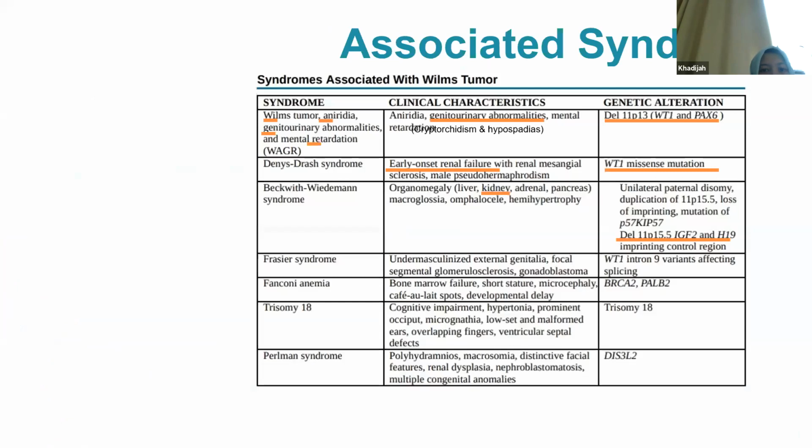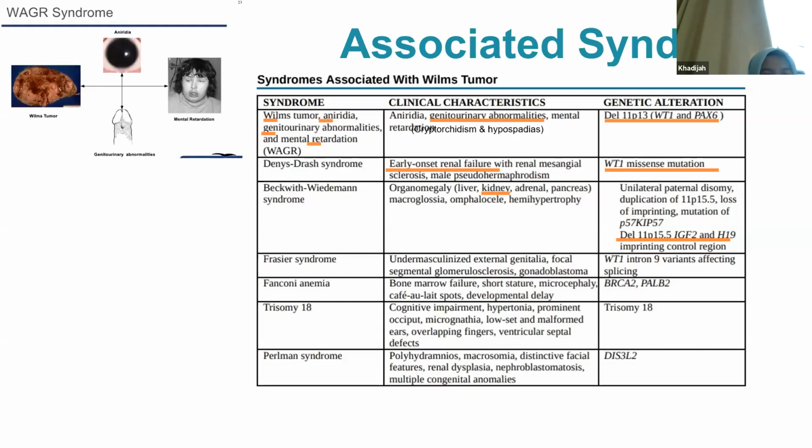Okay, for associated syndromes, as I already mentioned just now, with some mutations like the WT1 gene mutation, there will be some syndromes associated with this Wilms tumor. The first one is the WAGR syndrome, which is defined as Wilms tumor, aniridia, genitourinary abnormalities, and mental retardation.